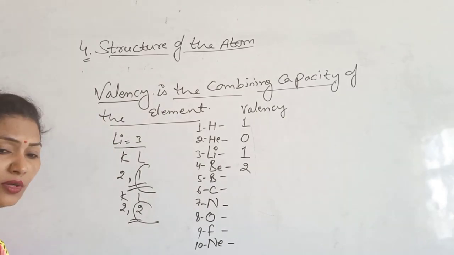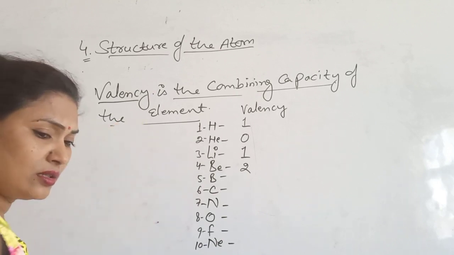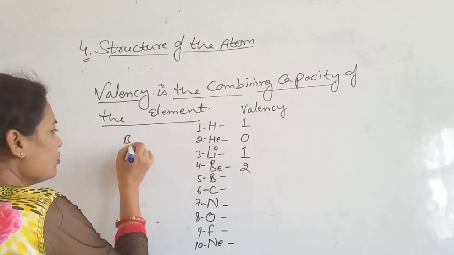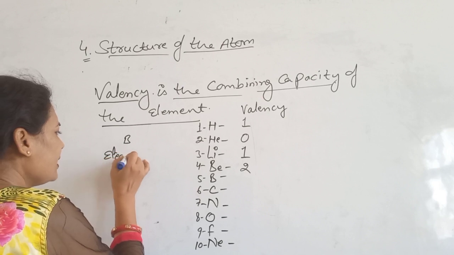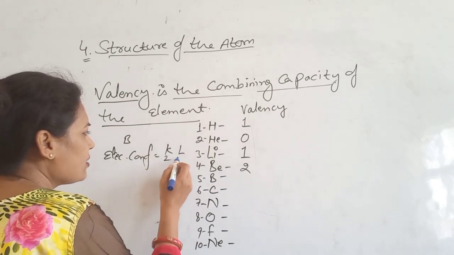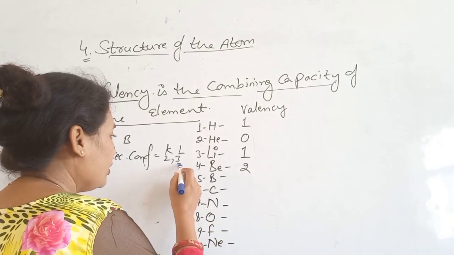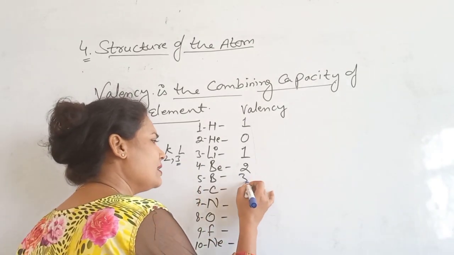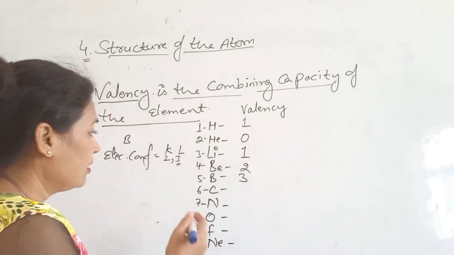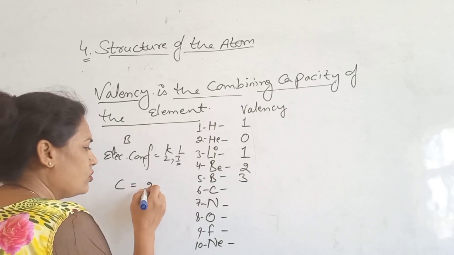If we take the example of boron, it has atomic number 5. So we can write the electronic configuration of boron: K shell contains 2 electrons and L shell contains 3 electrons. 2 and 3, plus 5. So we get 5. Okay, it means it can lose 3 electrons. Its valency is 3. Boron valency is 3. Next we can take carbon. So we will write the electronic configuration of carbon, that is 2, 4.